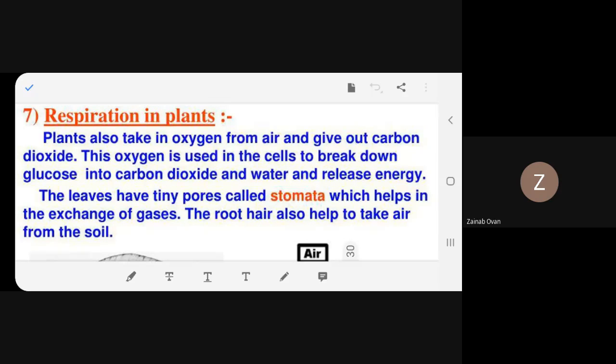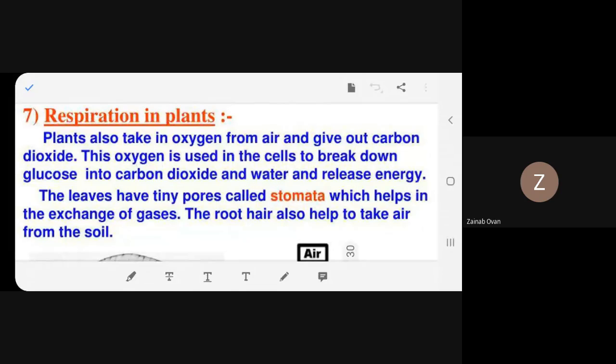Respiration in plants. Plants also take in oxygen from air and give out carbon dioxide. This oxygen is used in the cell to break down glucose into carbon dioxide and water and release energy. So what does the plant do? Plant takes in oxygen from air. Again, gives out carbon dioxide.